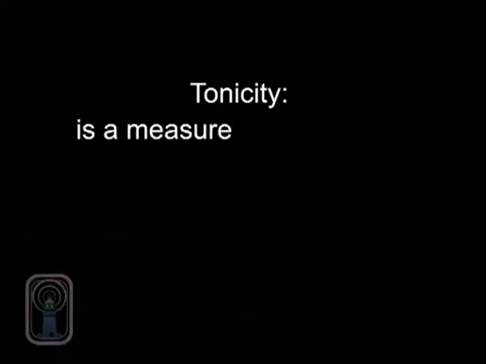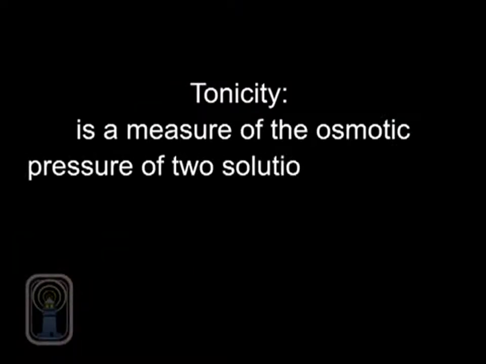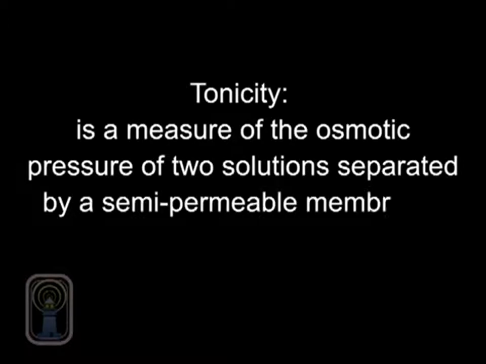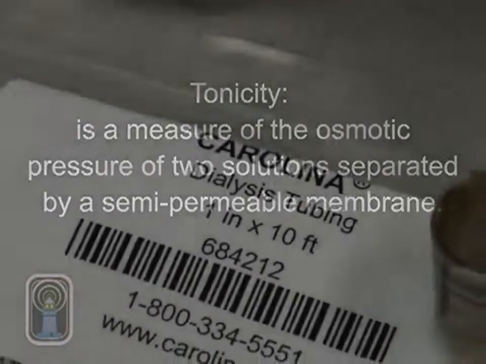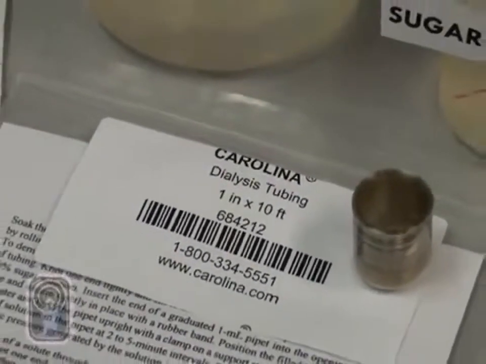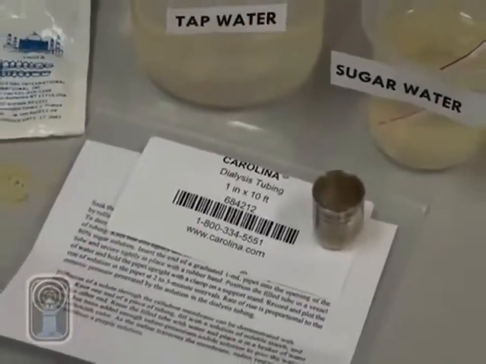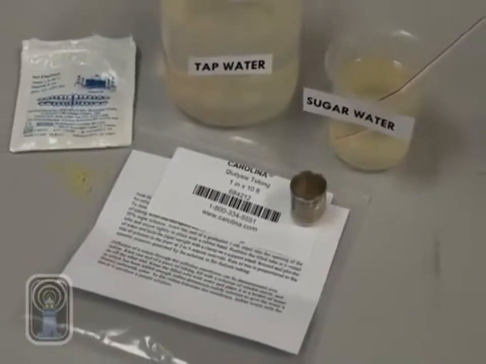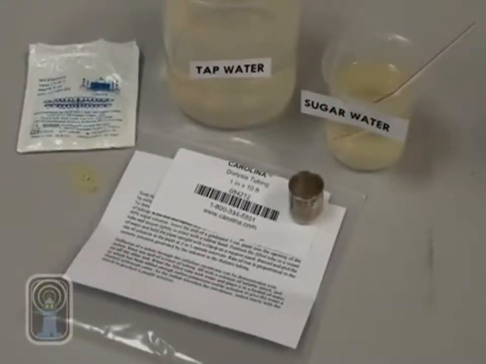Tonicity is the measure of the osmotic pressure of two solutions separated by a semi-permeable membrane. It is commonly used when describing the response of cells immersed in an external solution. Like osmotic pressure, tonicity is influenced only by solutes, such as sugar, that cannot cross the membrane.